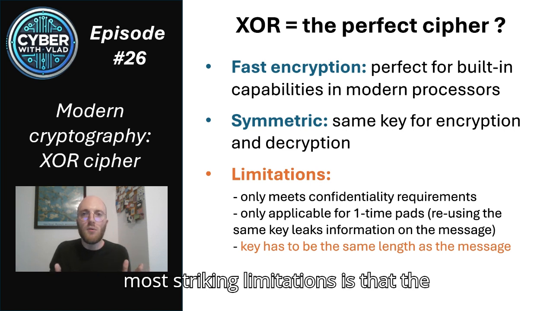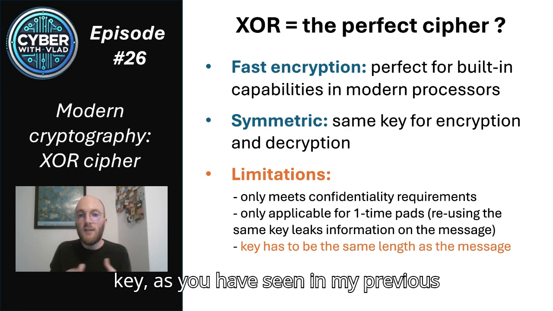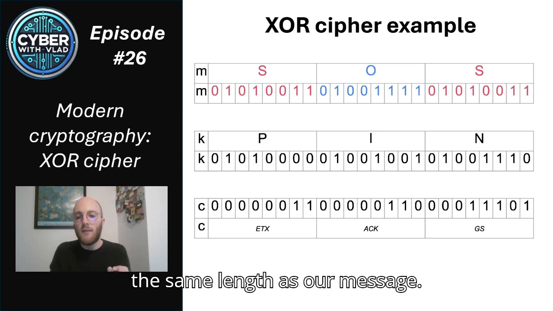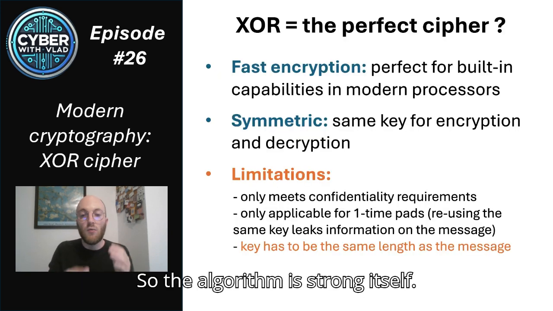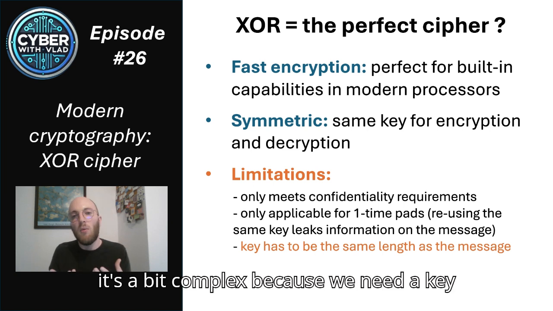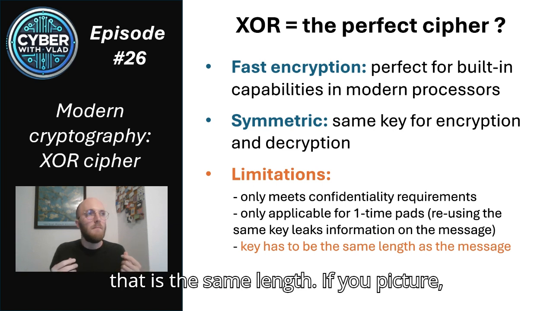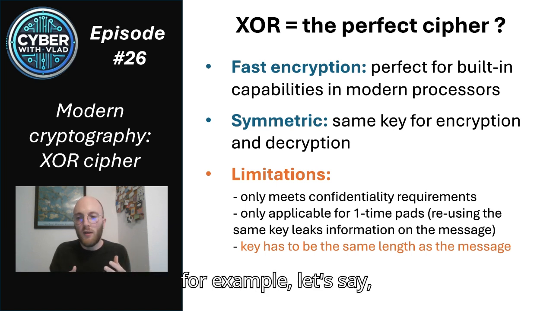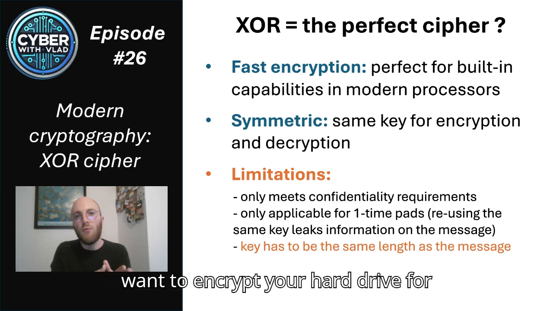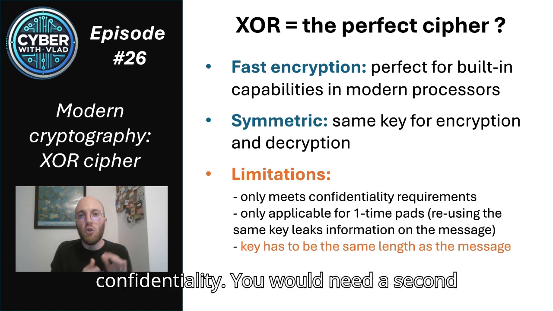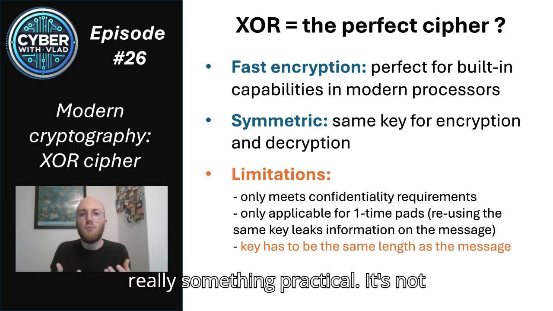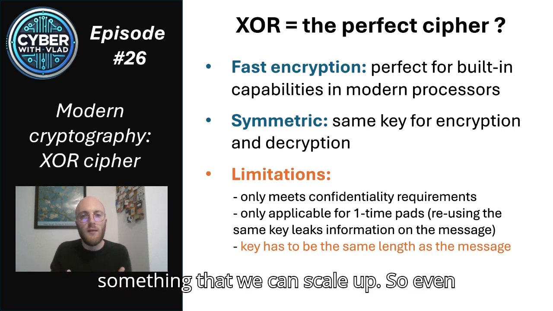And finally, the most striking limitation is that the key, as you have seen in my previous example, has to be exactly the same length as our message. So the algorithm is strong itself. However, the use is a bit complex because we need a key that is the same length. If you picture, for example, your hard drive, imagine you want to encrypt your hard drive for confidentiality. You would need a second hard drive that would be the encryption key to encrypt the first one. So it's not really practical. It's not something that we can scale up.